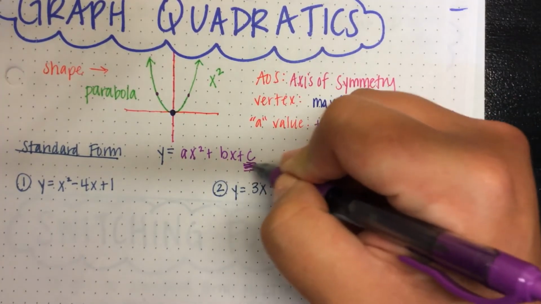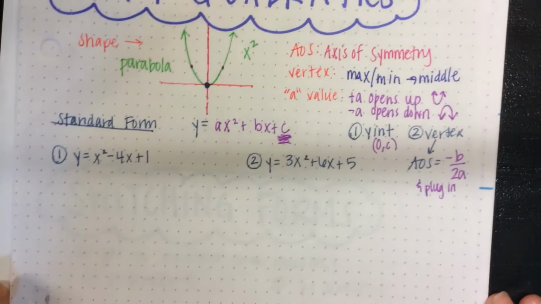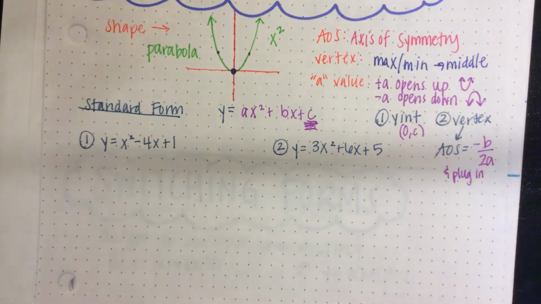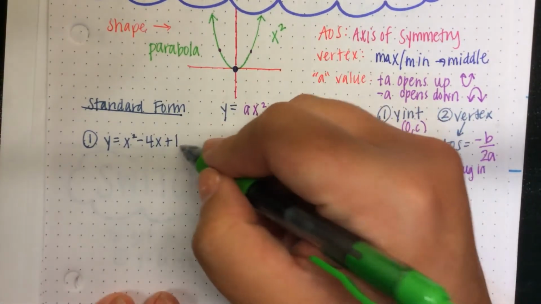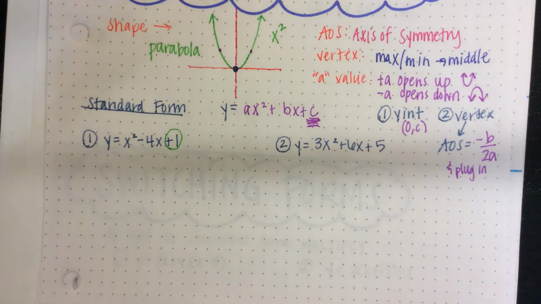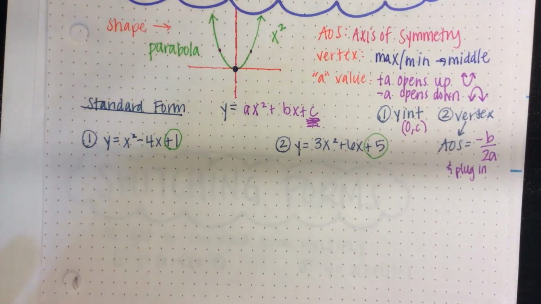So your c value right there, right off the bat, that's your y-intercept. Okay, so graphing these, the first one, we have x squared minus 4x plus 1. All right, let me switch to a different color. So right off the bat, I'm going to say that this is my y-intercept. Okay, for number 2, that plus 5, that's my y-intercept. Easy peasy, done.